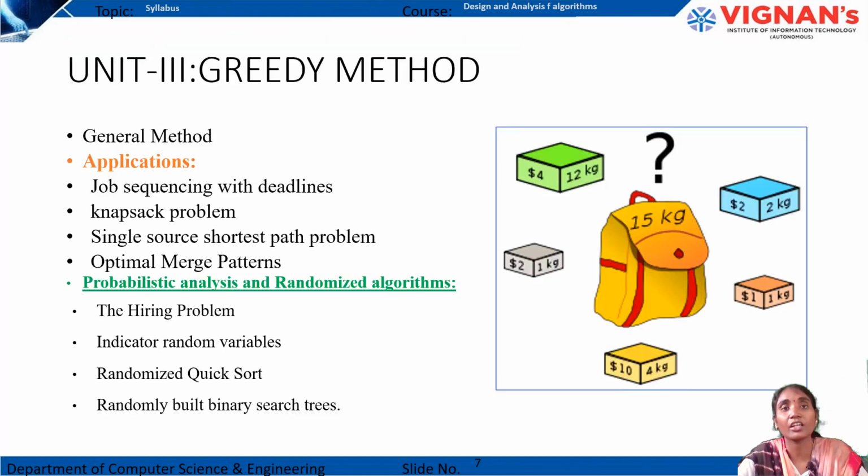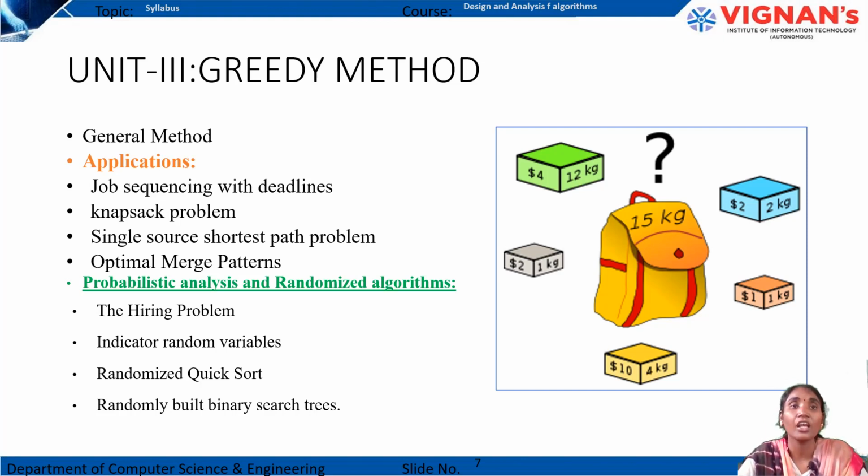Next, the greedy method. Here an objective function is given, and based on that objective function we retrieve the solutions. Those are feasible solutions, and from those feasible solutions we select one optimal solution. And coming to why the name greedy is given.